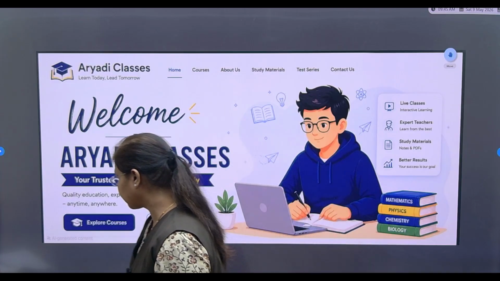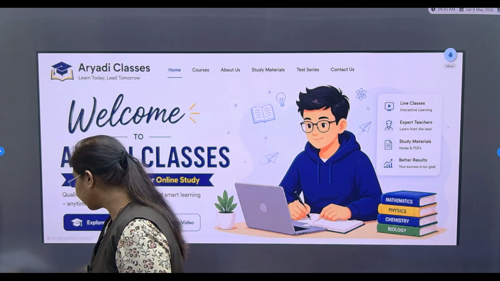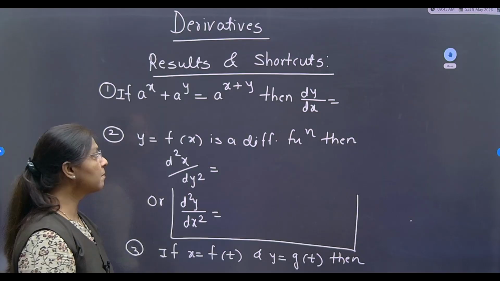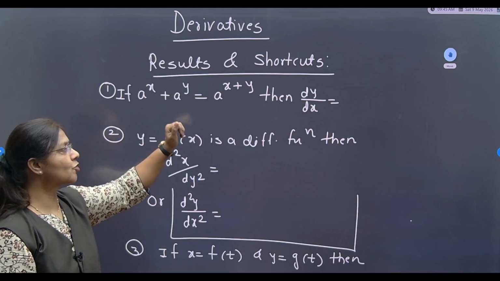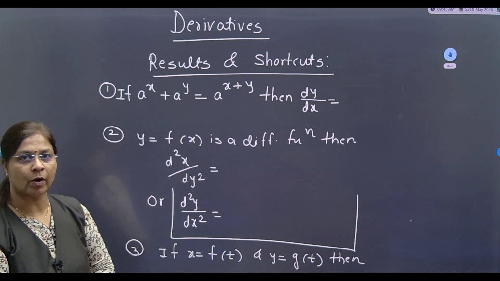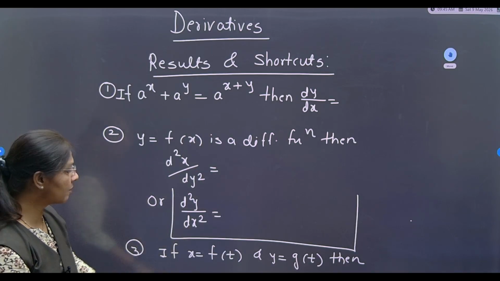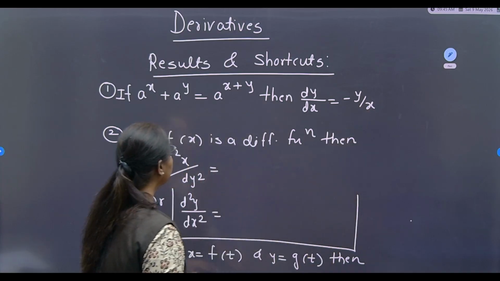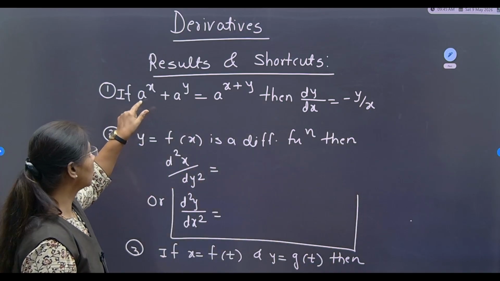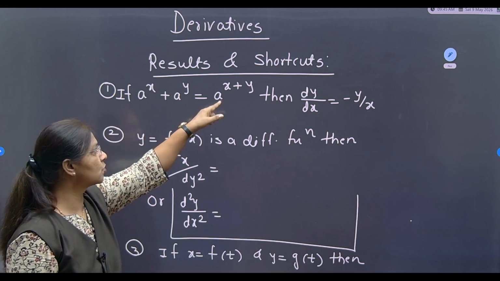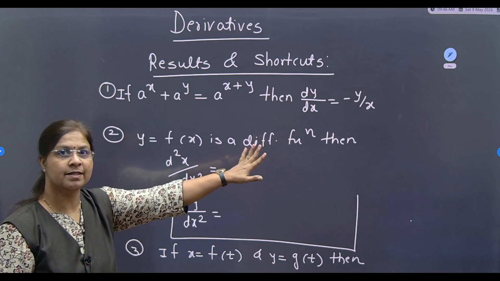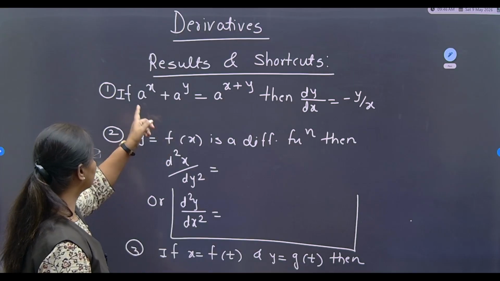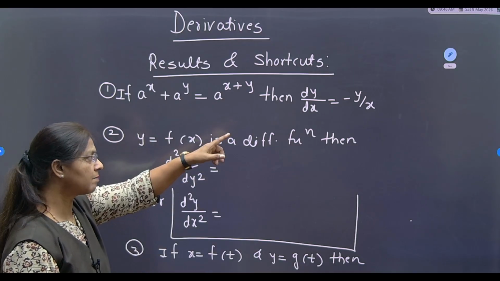Today I am teaching the most important results and shortcuts on the topic of derivatives. Result number 1: if a^x + a^y = a^(x+y), then dy/dx = -y/x. In place of a, suppose 2 is given: 2^x + 2^y = 2^(x+y). Then also the answer is dy/dx = -y/x. Similarly for 2 or 3, the answer is -y/x.